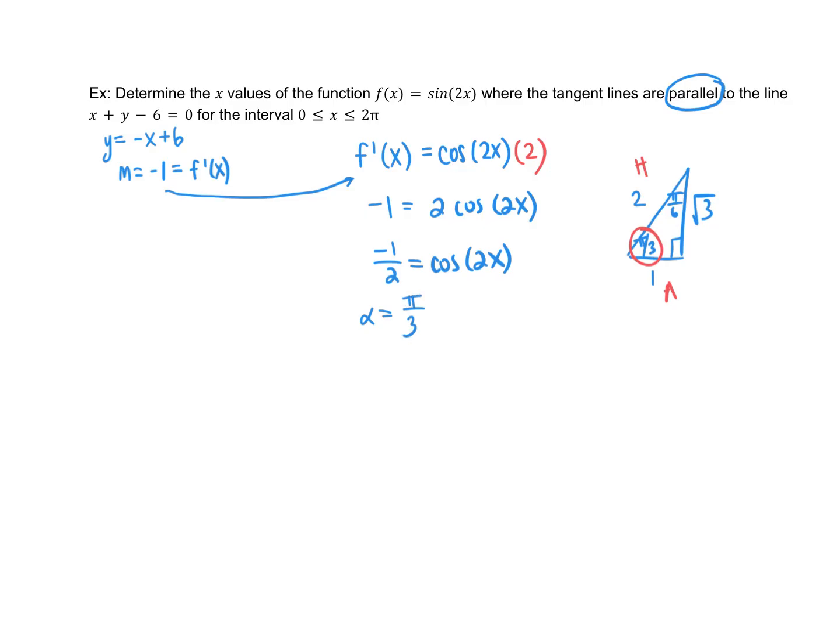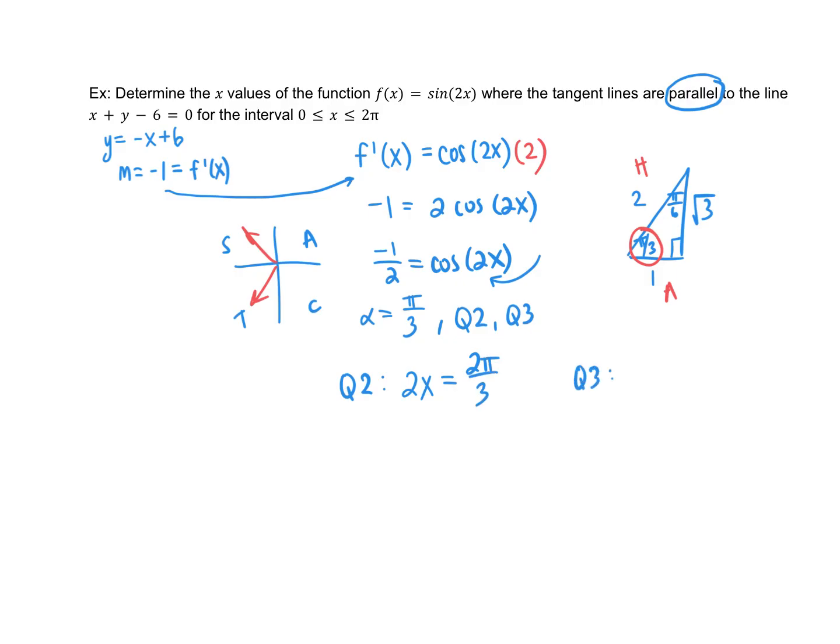And we're dealing with cos here, and we were given a negative ratio, and cos is negative in quadrants 2 and 3. So let's find those angles. Now, just note here, our angle isn't a clean x or theta. Our angle is 2x, so it's not that theta is equal to a particular angle. It's that 2x is equal to a particular angle. So in quadrant 2, we're doing pi minus pi over 3, which is 2 pi over 3. And in quadrant 3, we're doing pi plus pi over 3, which is 4 pi over 3.